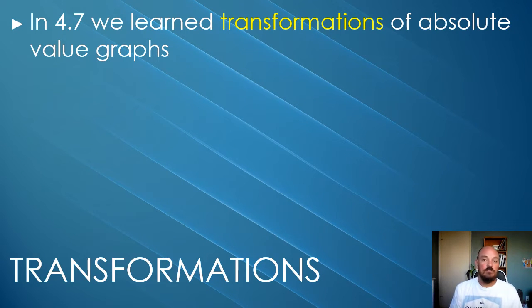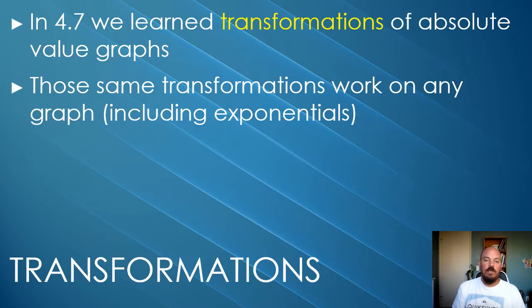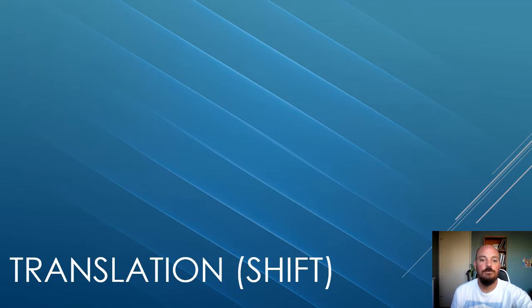We're going to take our transformations that we learned way back in 4.7. We did it for absolute value graphs, and we said these same transformations work on any graph you've ever done or ever will do, including exponential. So that's what we're going to do today. We're going to take the exponential graphs we saw yesterday and apply transformations to them. So let's do a review of our transformations.